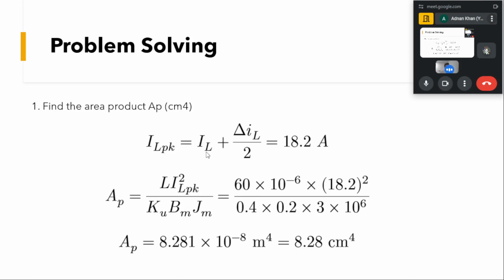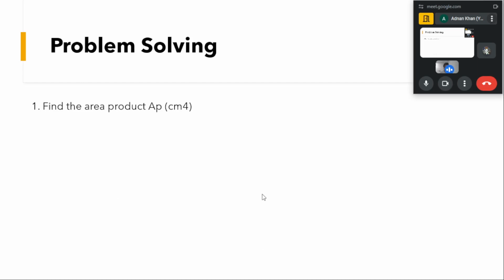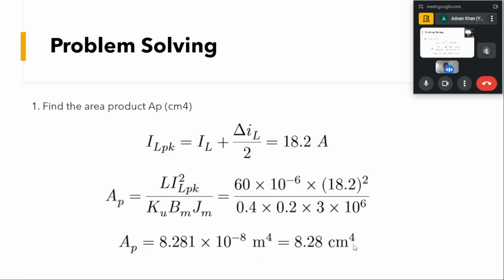So IL peak for the boost converter will have an average value, then there will be a ripple part, and peak will be given by IL plus delta IL by 2. If IL is 18, delta IL is 0.4 amps, so divided by 2 it will be equal to 18.2 amps. If we substitute that here, then our area product will come out equal to 8.281 into 10 raised to power minus 8 meter raised to 4. But our answer is in centimeter raised to power 4, so we convert back into centimeter raised to power 4, and it will be equal to 8.28 centimeter raised to power 4. So this is our answer to the question.